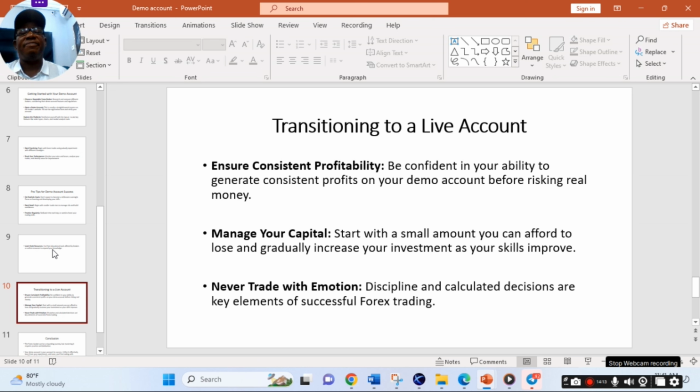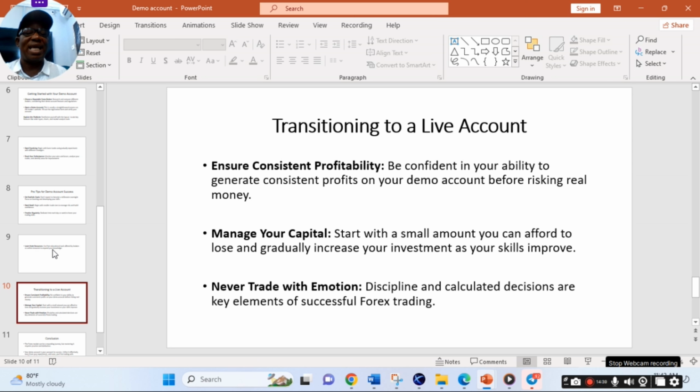Manage your capital very well. The number one goal of every successful trader is to protect his money, his capital. That is the number one goal. Once you expose your capital to the market, it will definitely go. So you must learn how to manage your capital via the use of stop loss or using minimal value of lot size. Never trade with emotion.